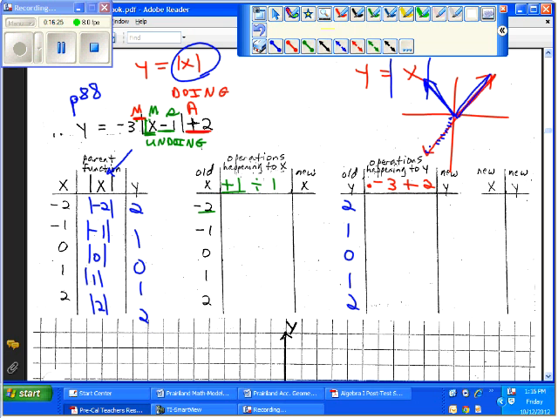Negative 2 plus 1 is negative 1. Divide by negative 1 is 1. Negative 1 plus 1 is 0. Divide by negative 1 is 0. 0 plus 1 is 1. Divide by negative 1 is negative 1. 1 plus 1 is 2. Divide by negative 1 is negative 2. 2 plus 1 is 3. Divide by negative 1 is negative 3.